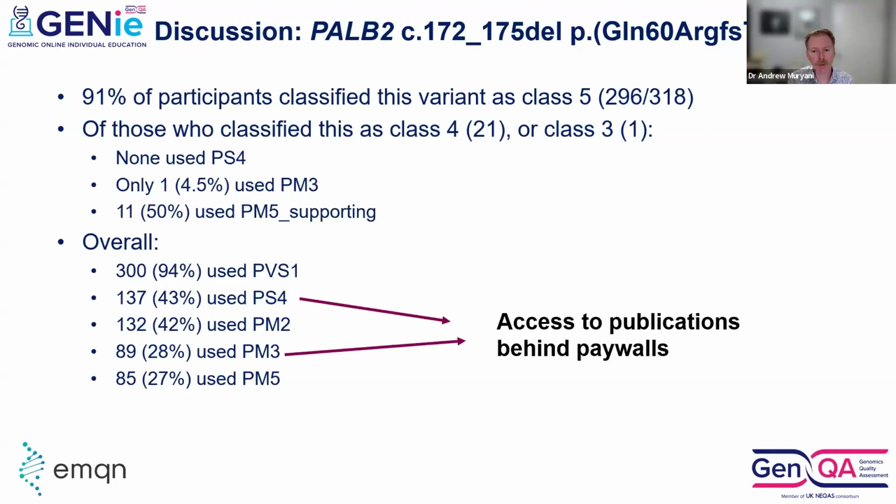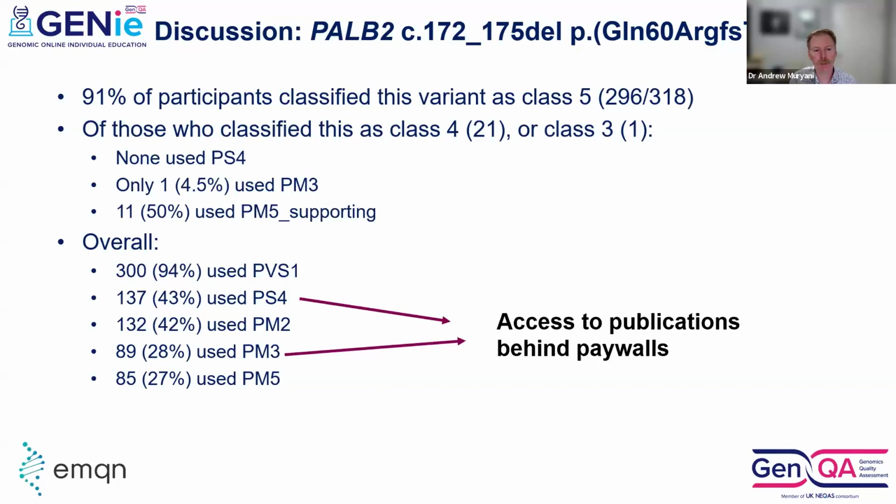The reason I point these out is these pieces of evidence are based on publications, and these weren't freely accessible journals. So it's completely possible that individuals did not have access to these publications. And I think this is a challenge. I'm not sure how this can be overcome unless all these journals are made publicly available, but if you can't access the information to review, you can't really use it. So I understand why some individuals may not have been able to use PS4 or PM3 for this variant.